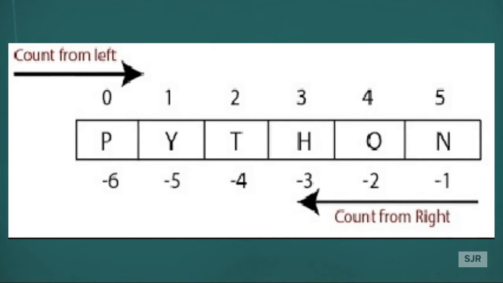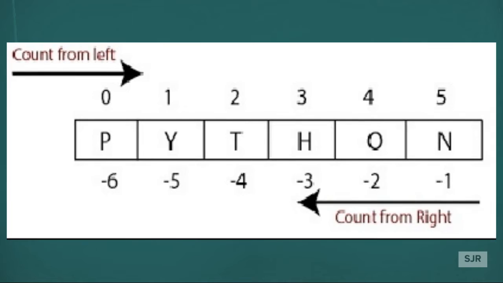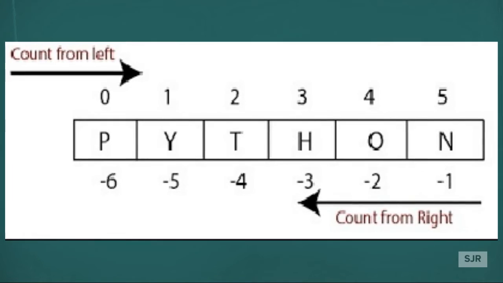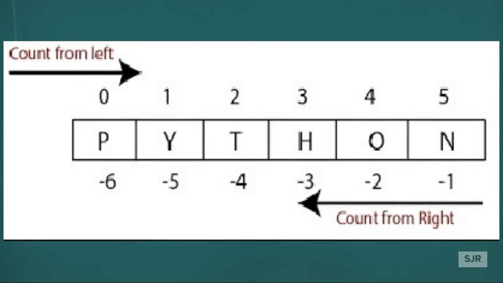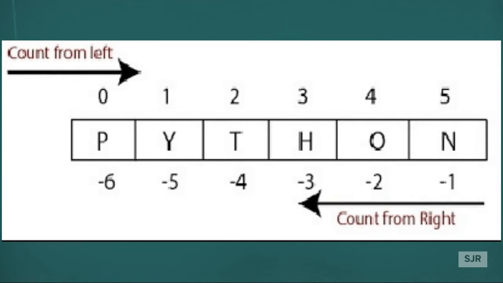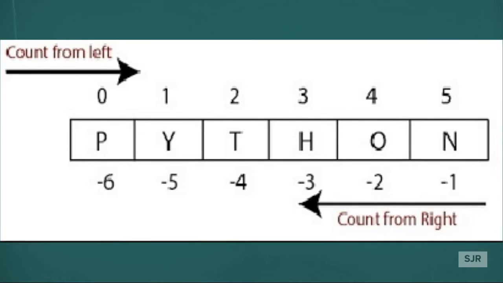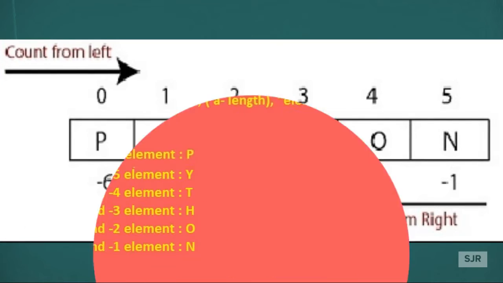Now this list stores the Python 6 elements, and these 6 elements have their own indexes. For example, P has positive index 0 as well as negative index -6. Likewise, N has positive index 5 as well as -1, that is negative index. So all these elements get accessed with their indexes.